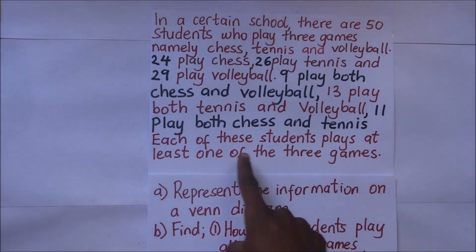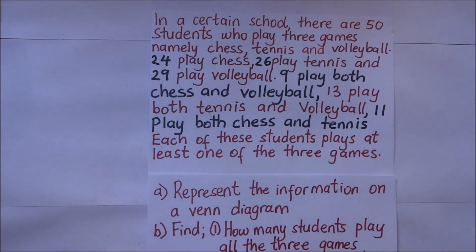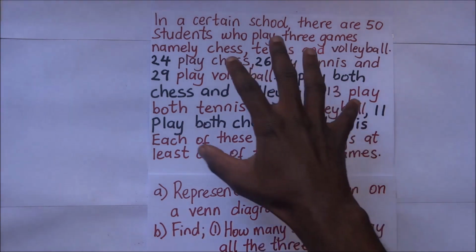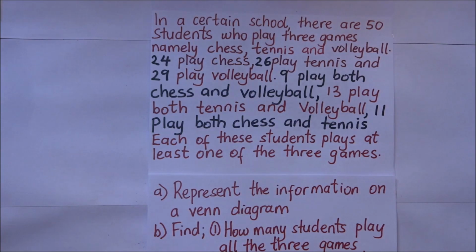Now, when they say that each of these students plays at least one of these 3 games, it means that all of them play at least one of the games. It means no one doesn't play. All these 50 students play at least a game. So represent this information on a Venn diagram. That's going to be our first task. We interpret this question into a Venn diagram before we can answer any other questions.